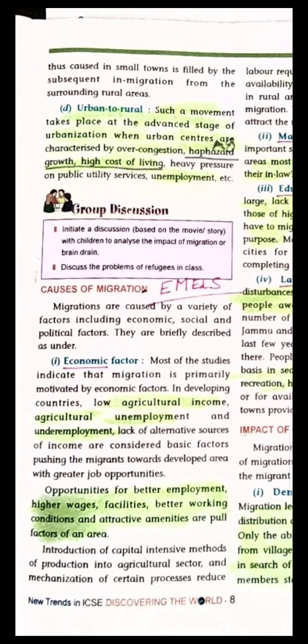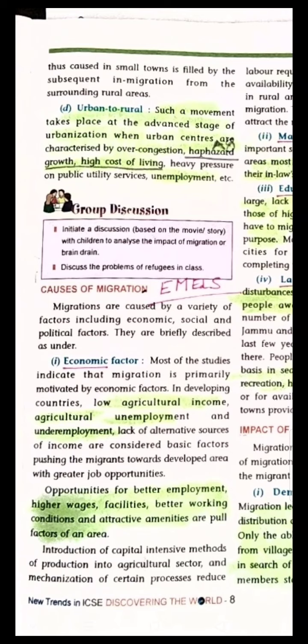Please children underline that the main reason in the economic factors is that in developing countries, low agricultural income, agricultural unemployment and underemployment, lack of alternative sources of income are considered basic factors pushing the migrants towards the developed areas with greater job opportunities and opportunities for better employment, higher wages, facilities, better working conditions, attractive amenities, which are the pull factors in this area.